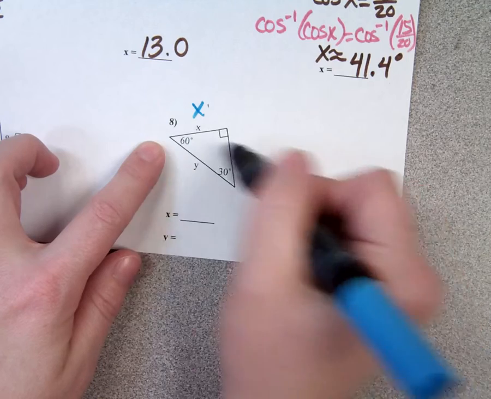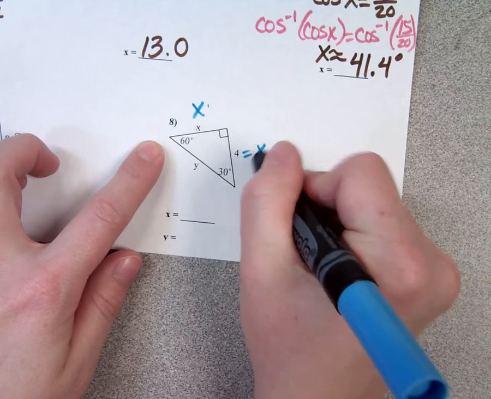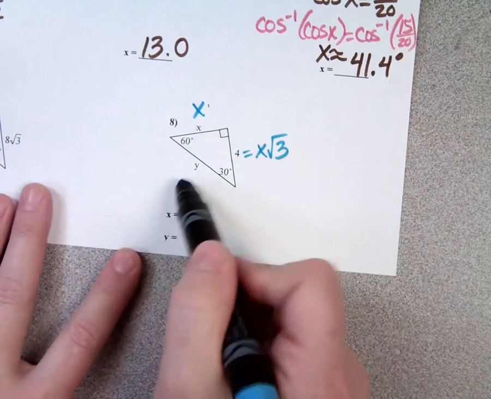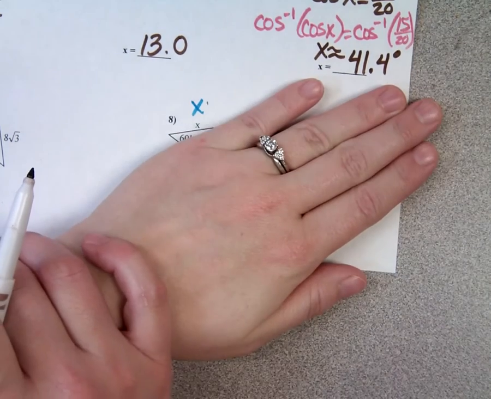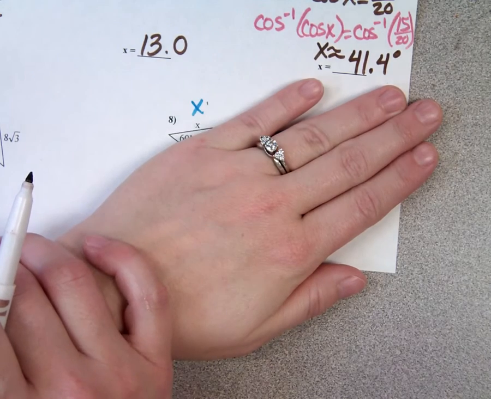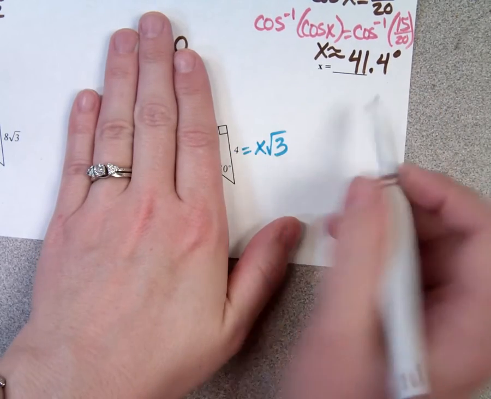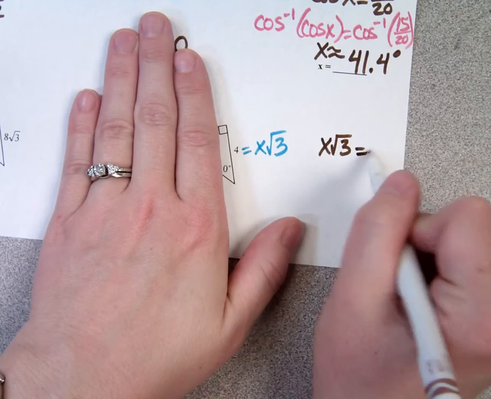X square root of 3. Because there's a number there, make sure you put an equals, and a 2x. Okay, after you get done labeling, you need to know what x is. So let's look. Do we know x? No. Okay, since I do not know x, I need to solve this equation right here. So can you tell me how to do it?